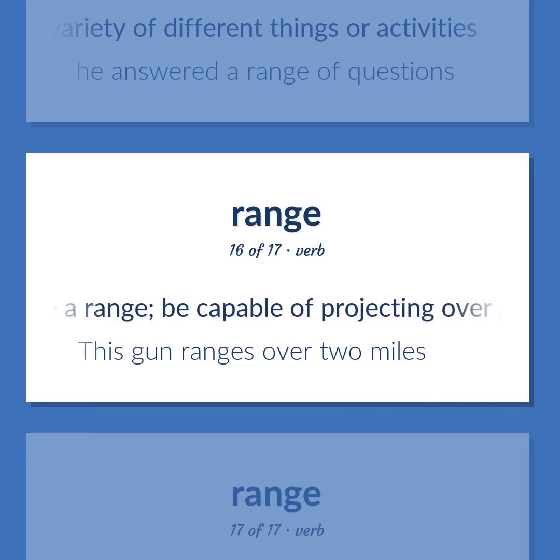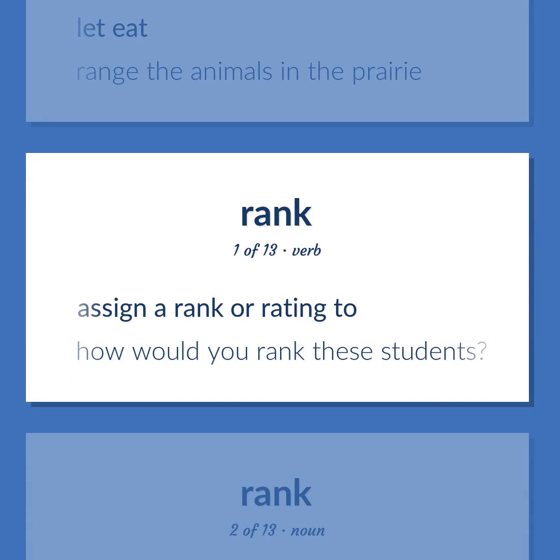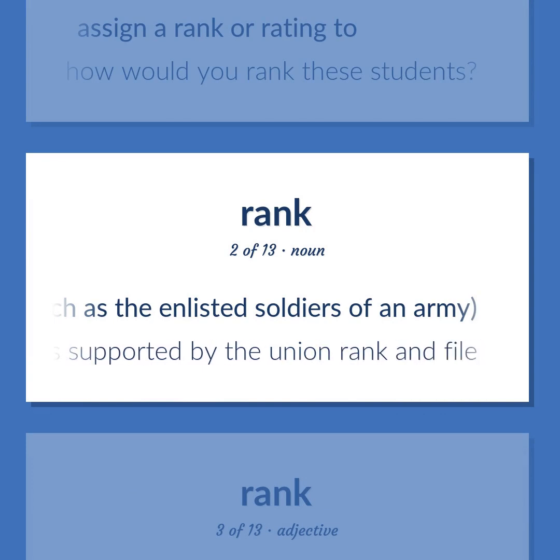Have a range. Be capable of projecting over a certain distance, as of a gun. This gun ranges over 2 miles. Let eat. Range the animals in the prairie. Assign a rank or rating to. How would you rank these students? The ordinary members of an organization, such as the enlisted soldiers of an army. The strike was supported by the Union rank and file.